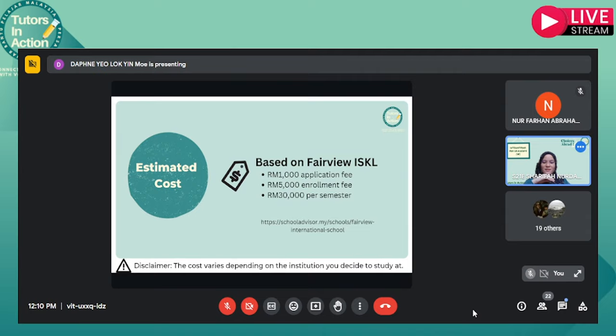So I did some research, and based on Fairview International School Kuala Lumpur, which is one of the schools that provides the IB diploma program, the application fee is about 1,000, the enrollment fee about 5,000, and it's about 30,000 per semester. Keep in mind you have four semesters. So 30,000 times four is 120,000, plus another 6,000, so it's about 180,000 plus minus for the cost. So it's a fairly expensive pre-U program compared to the rest. The next slide.